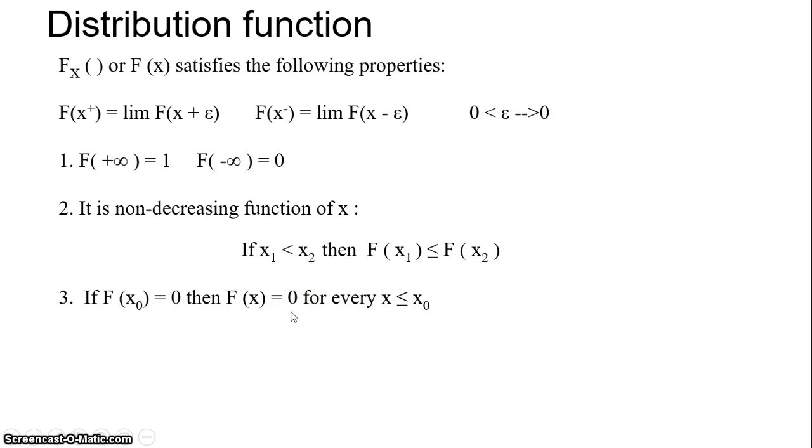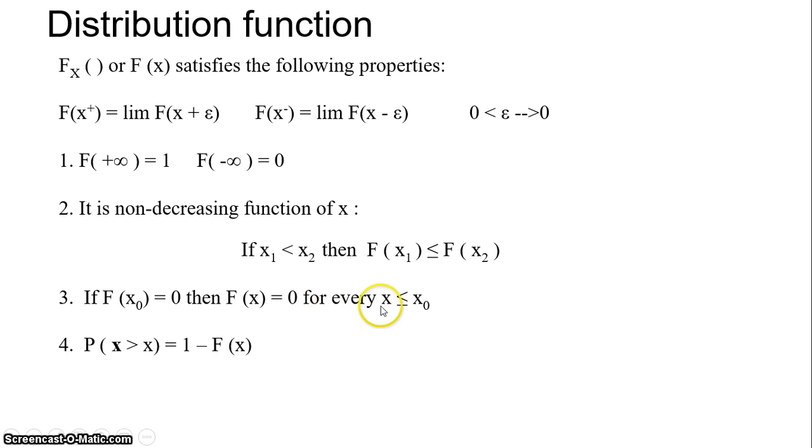So for all values till that x naught, till this value, x naught is equal to 0. Coming to the fourth property, probability of capital X greater than small x. So what does it mean? The random variable taking greater than x.